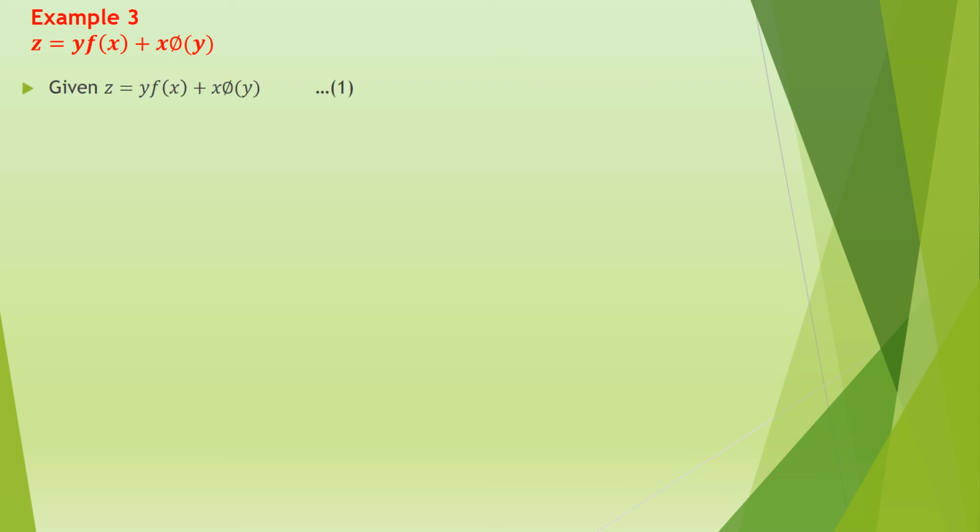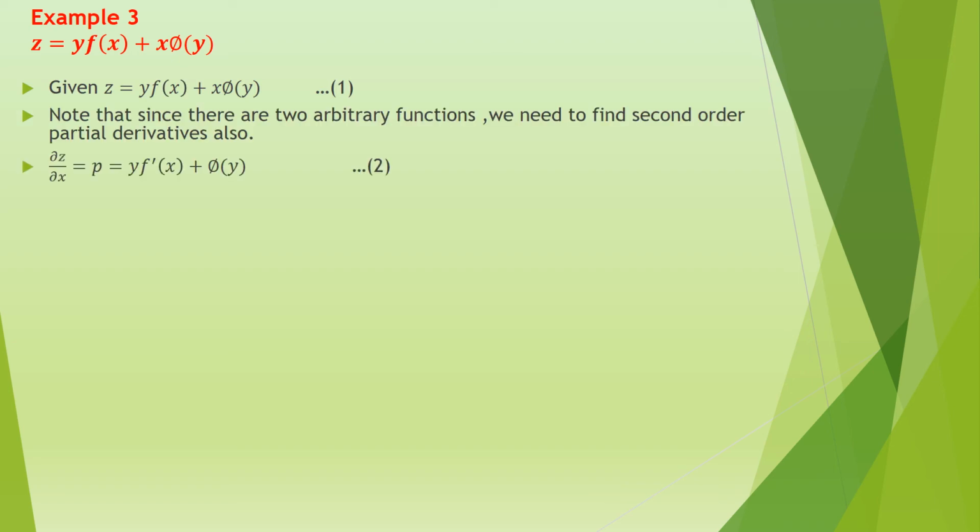So the given equation, let me take it as equation 1. So first find ∂z/∂x. How to find ∂z/∂x? We denote it as p. Here the function is y into f of x. Since we are differentiating partially with respect to x, y is constant. So y into derivative of f is f dash, plus x is variable, φ of y is constant. So φ of y into derivative of x is 1. So p equal to y into f dash of x plus φ of y. Now we differentiate the given equation number 1 with respect to y, what we get, see.